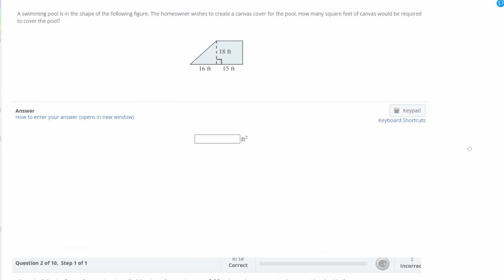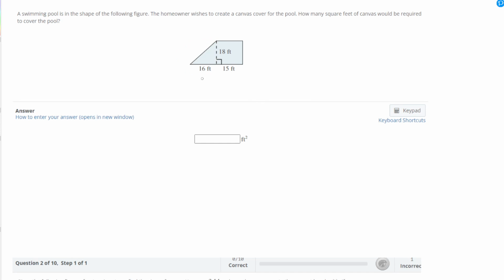A swimming pool is in the shape of the following figure. The homeowner wishes to create a canvas cover for the pool. How many square feet of canvas would be required to cover the pool? So, square feet of canvas. When we see something like square feet, we're talking about area. There is more than one way to go about solving this, but I'll just take you through the way that is the most intuitive for me.